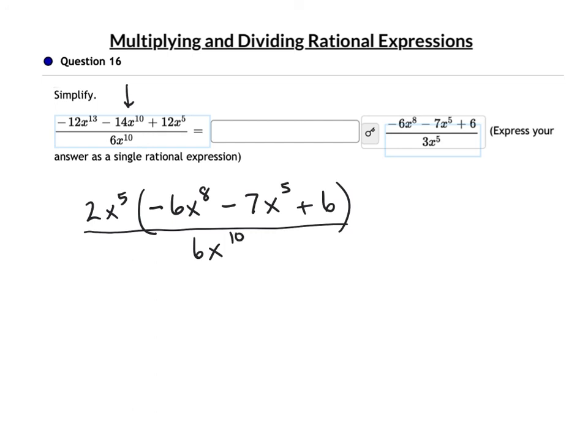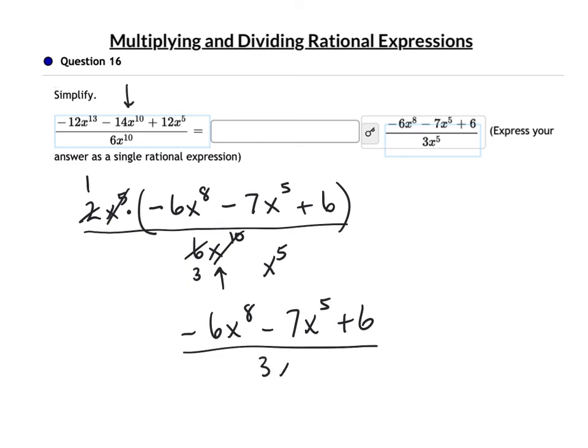The restriction would be x can't be 0 right here, but they don't ask for that. I can cancel the 2 and the 6. That'd be 1 and 3. I can cancel 5 x's and 5 x's, and there are going to be 5 left below. The reason I could cancel is I've created that multiplication. That's what factoring does. And my answer then is negative 6x to the 8th minus 7x to the 5th plus 6 over 3x to the 5th.